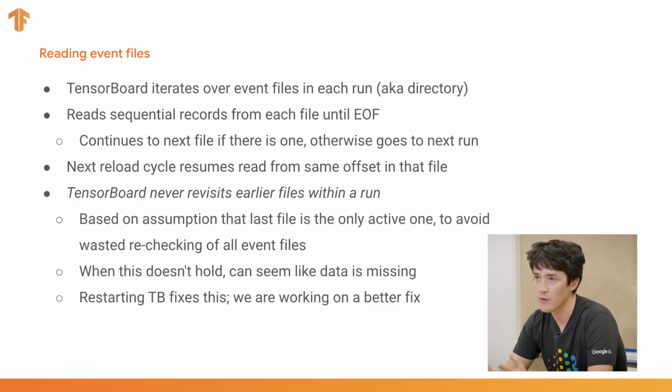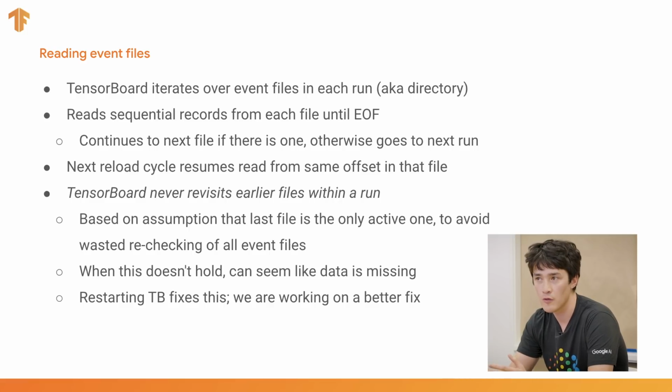You might have noticed on the previous slide with the example logdir that the event files all have a fixed prefix and then a timestamp. What this means is that the directory order is essentially creation order of the event files. In each event file, we read records from it sequentially until we get to the end of the file. At that point, TensorBoard checks to see if there's a subsequent file already created. If so, it continues to that one. Otherwise, it says, OK, I'm done with this run, and then it goes to the next run.